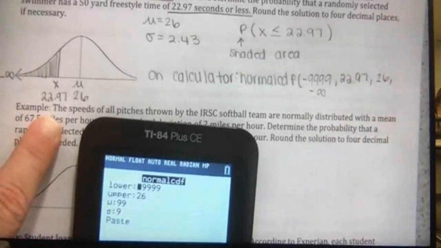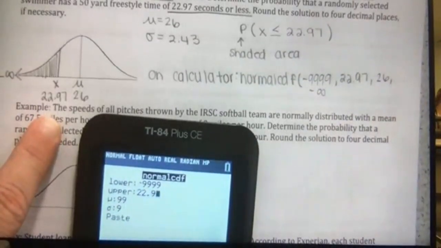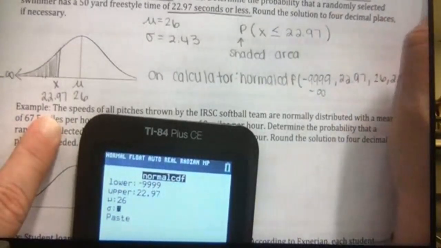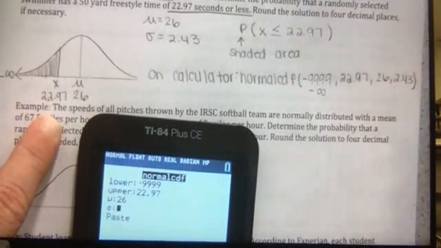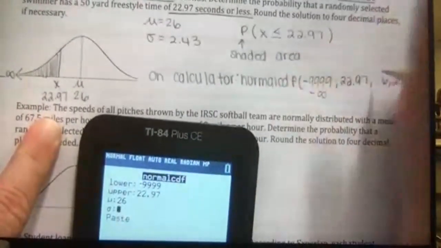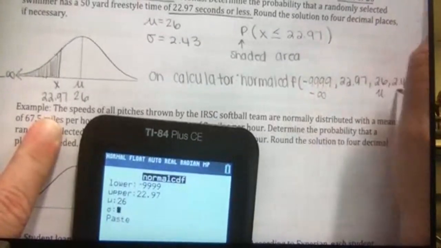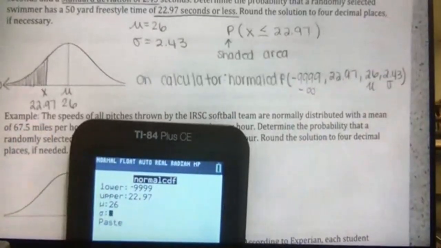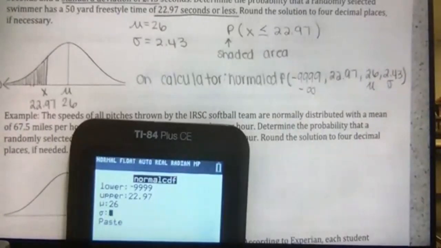And our standard deviation is 2.43. Remember, our mean and our standard deviation, it's not standard normal, it's not Z, so it's not 0 and 1. It gives it to us in the problem.